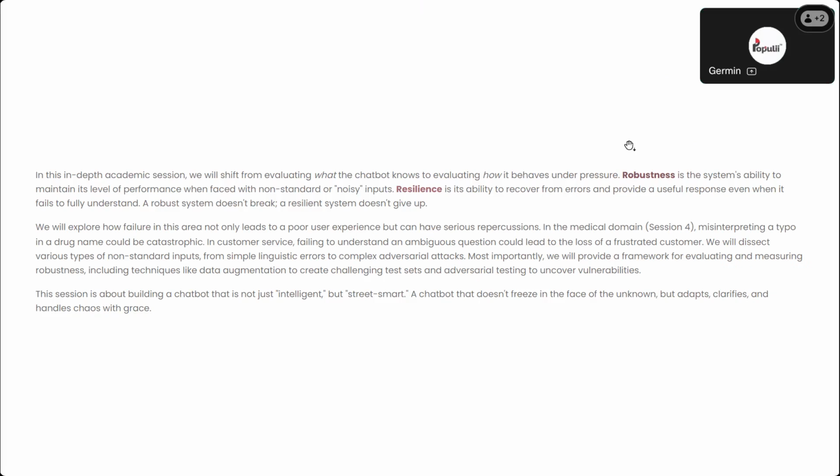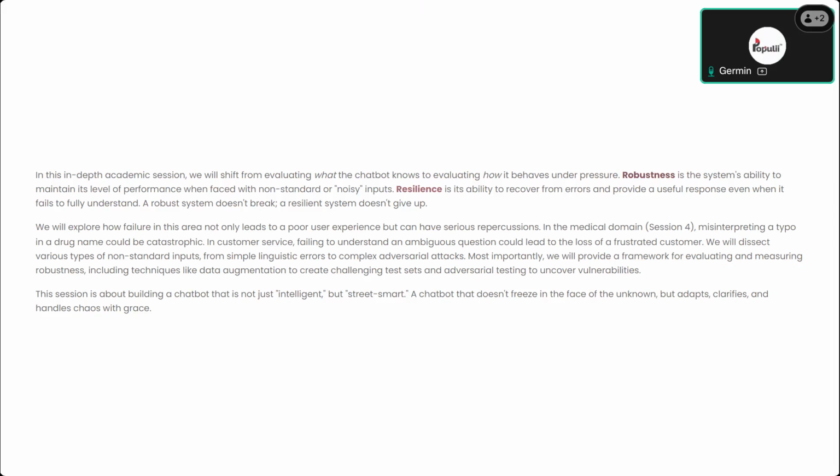Okay, so now, why is this so important? Actually, because failure in this area doesn't just mean a bad user experience, it can have real and serious consequences. For example, in the medical domain, like we discussed in session 4, misreading a single typo in a drug name could be catastrophic. And a customer service bot misunderstanding a vague or confusing question could lead to a frustrated user or even a lost customer.